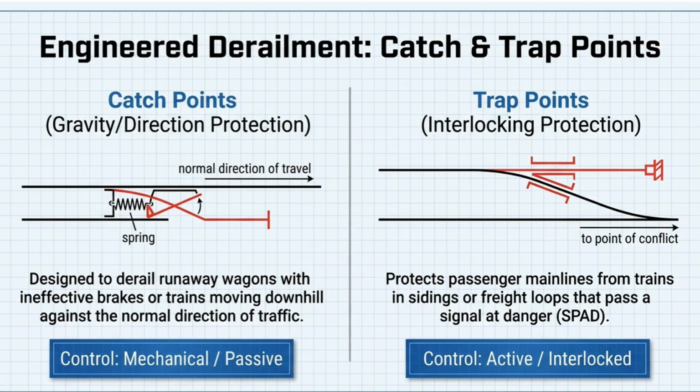Which brings us to a frankly surprising safety feature of track geometry. Sometimes the absolute safest action a control system can take is intentional derailment. Yeah, you heard that right. Take a look at these catch and trap points. Catch points, like the spring or wide gauge variations, are actually designed to deliberately derail loose runaway wagons running against the normal direction of traffic. Trap points do the exact same thing for trains trying to leave a siding without permission. The system intentionally forces them off the track and into the ballast before they can reach the main line and potentially cause a catastrophic collision with a high-speed passenger train.